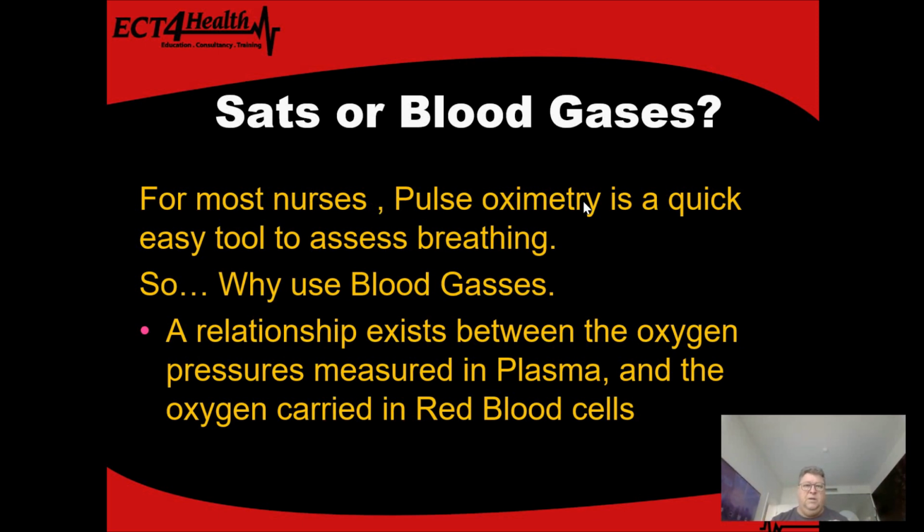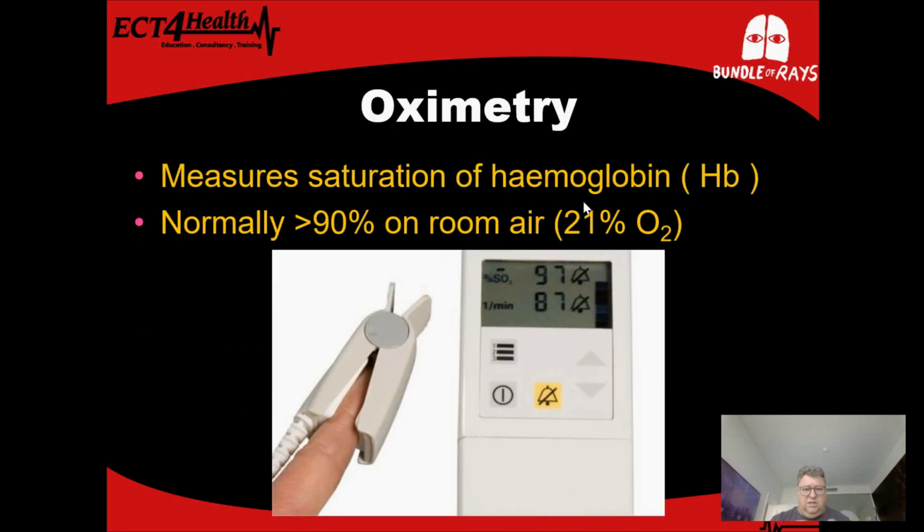What this machine is doing, this little probe that you stick on your finger, what that's actually doing is it's looking at the colour of your blood. It's not even looking at oxygen molecules, it's looking at the colour of your blood. The more saturated your hemoglobin is, the redder your blood becomes. And so it really just uses a little light spectrometry device in that probe to determine how red your blood is. So if your blood is really, really red, then it's going to give you a high SAT reading.